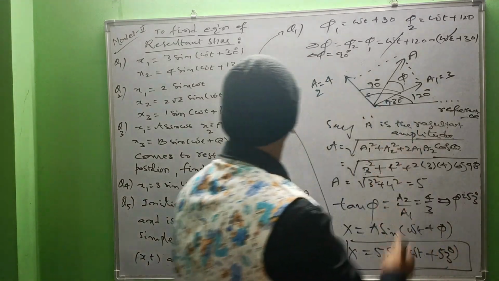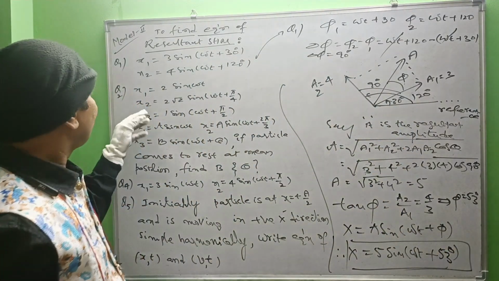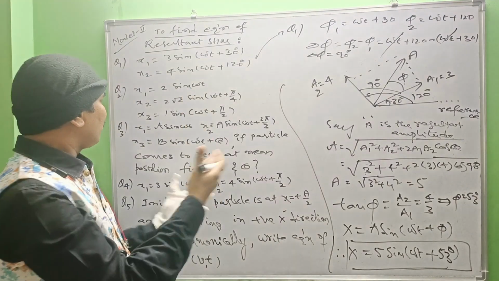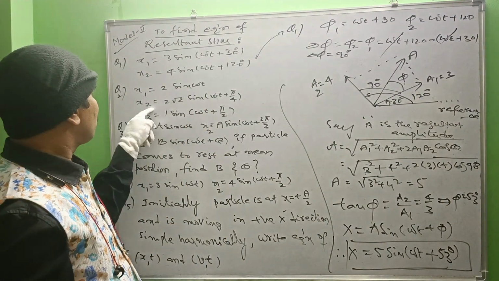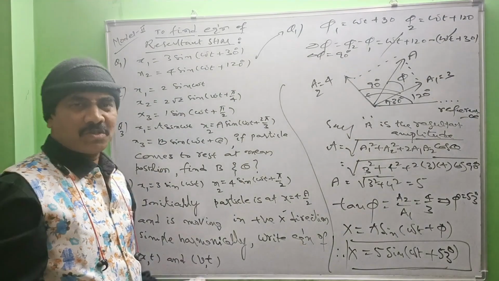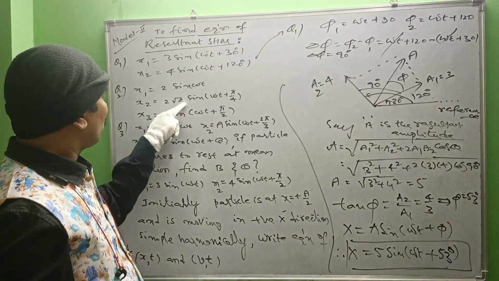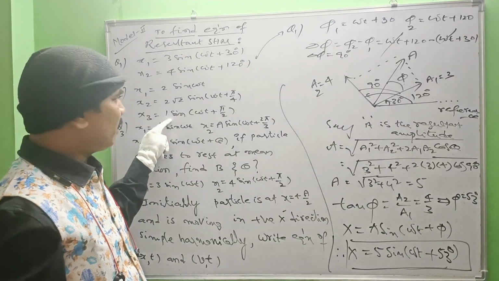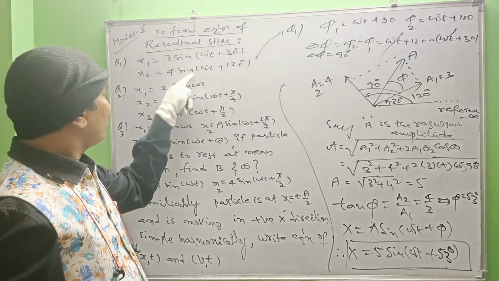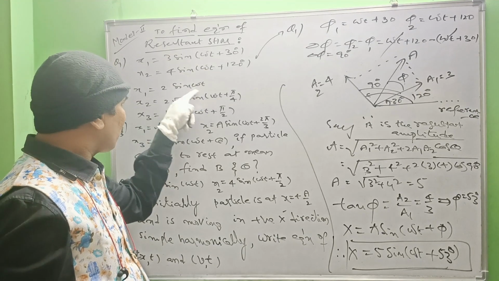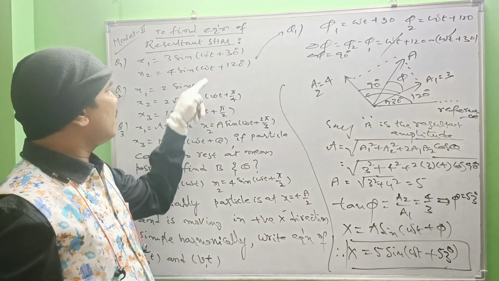That's the first sum. Now coming to the second one, see here we have three oscillations, x1 equals so and so, x2 equals so and so, and x3 is so and so. In x1 amplitude A1 equals 1, in x2 A2 equals 2 root 2, in x3 A3 equals 1. Right, here the initial phase when t equals 0, what is the phase here? Omega into 0, that is 0. Phi 1 equals 0.